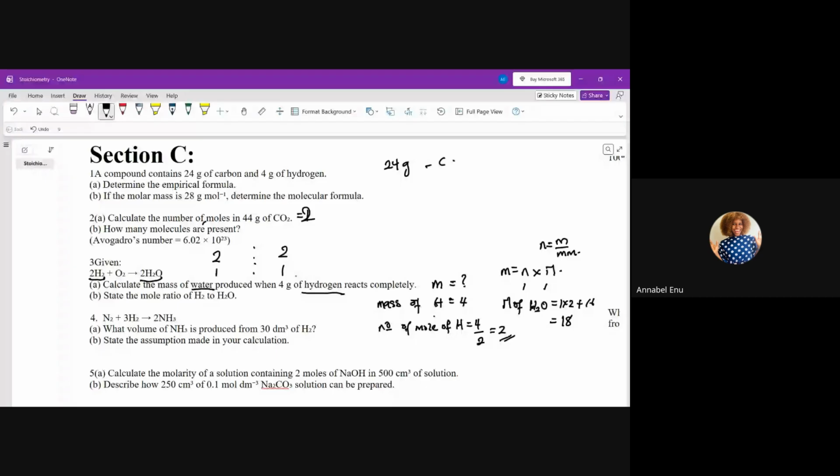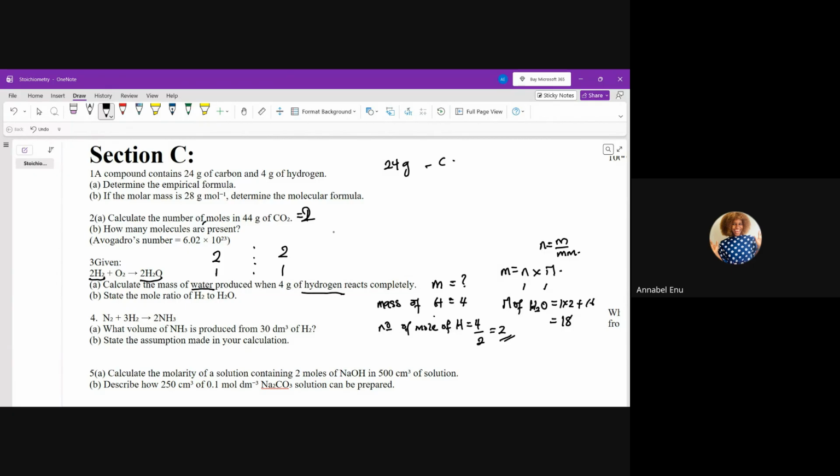And you see in the question, in the balanced equation, the relationship between the number of moles of hydrogen and water is 1:1. So if the number of moles of hydrogen is 2, that means the number of moles of water will also be 2, because their relationship based on the balanced equation is 2:2, which is also the same thing as 1:1.